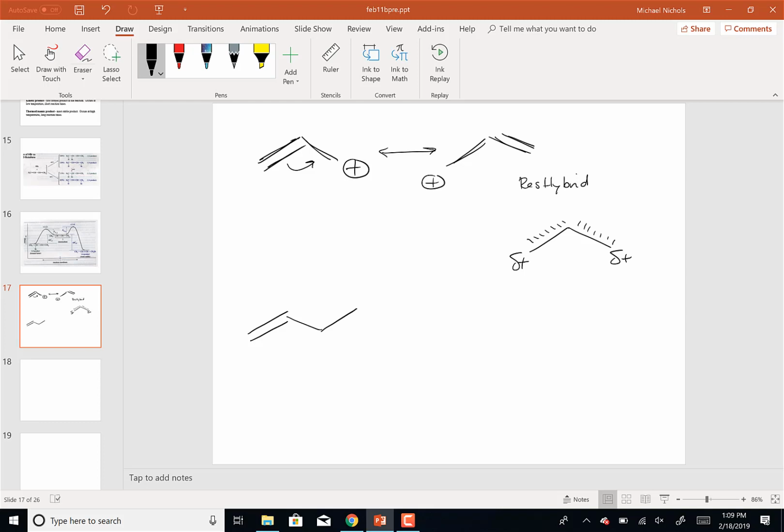And let's see, how do I want to do this? I'll do a slightly different reaction than I did this morning. So let's take that alcohol and add HBr to it. First step in the mechanism: protonate the oxygen.